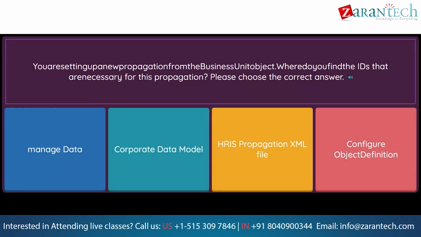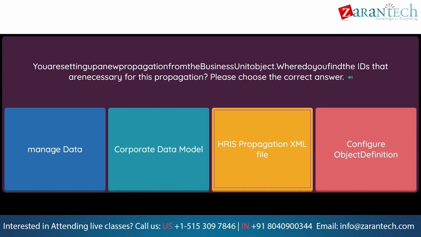Question: you're setting up propagation from the business unit object. Where do you find IDs that are necessary for this propagation? Please choose the correct answer. Option 1: Manage data. Option 2: Corporate data model. Option 3: HRIS propagation XML file. Option 4: Configure object definition.